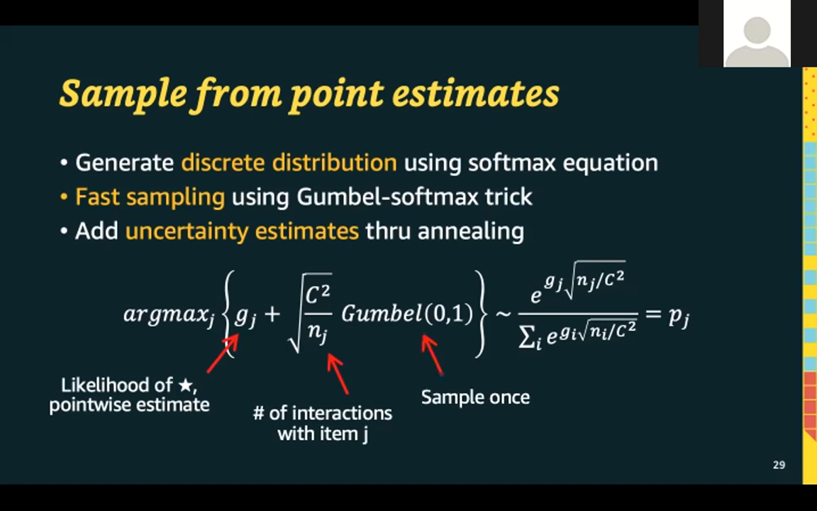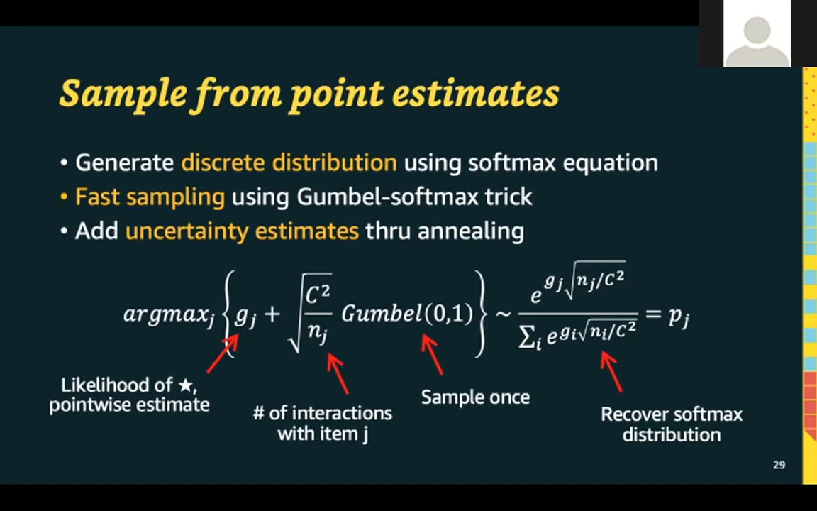C, I add a Gumbel distribution. So I'm getting to the Gumbel softmax trick. By adding a Gumbel distribution to my pointwise estimate, this is mathematically equivalent to having a softmax. If you do the argmax of a Gumbel, this is equivalent to having a softmax, right? So I'm recovering my softmax distribution.